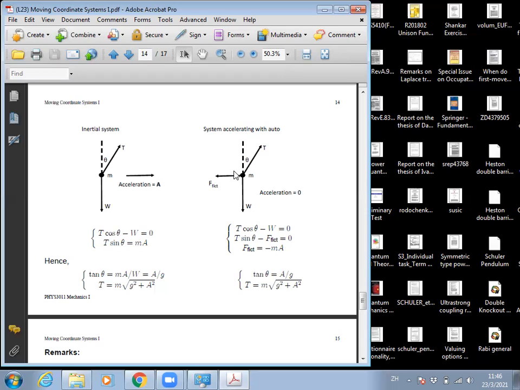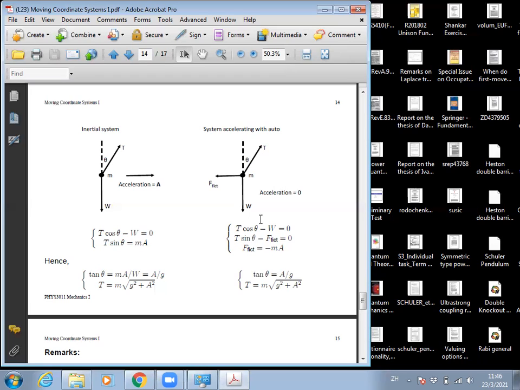And finally, we have to add the fictitious force. Remember that the fictitious force is proportional to the mass, proportional to the acceleration, but points in the opposite direction to the acceleration. So the fictitious force is equal to minus ma. Horizontal component: T sine theta minus ma. T cosine theta minus W. This is the vertical component.